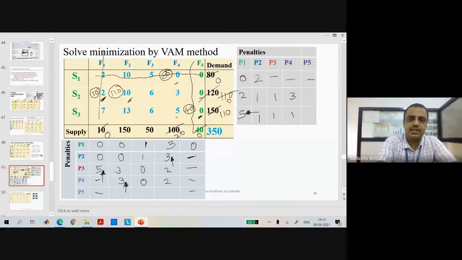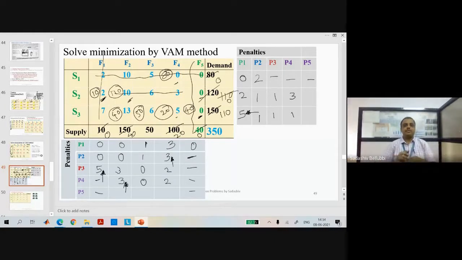This is cancelled and it remains with 40 again. Cancel this. Next, as there is only one row remaining, we can allocate it directly. We directly allocate here 40, 50, next one 20. This is the way we need to solve the VAM.